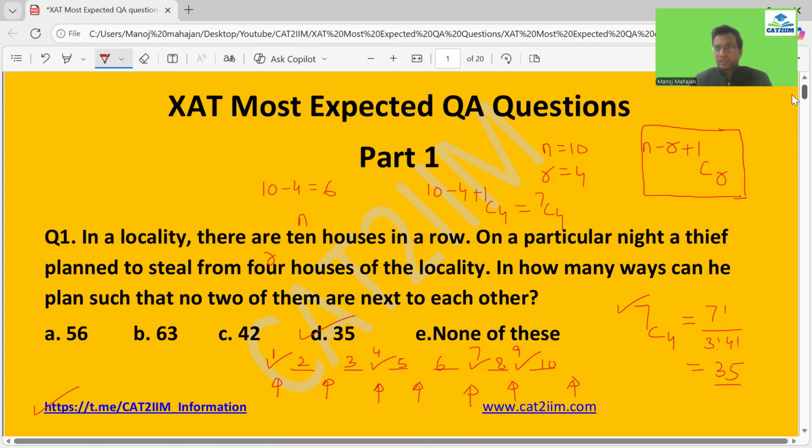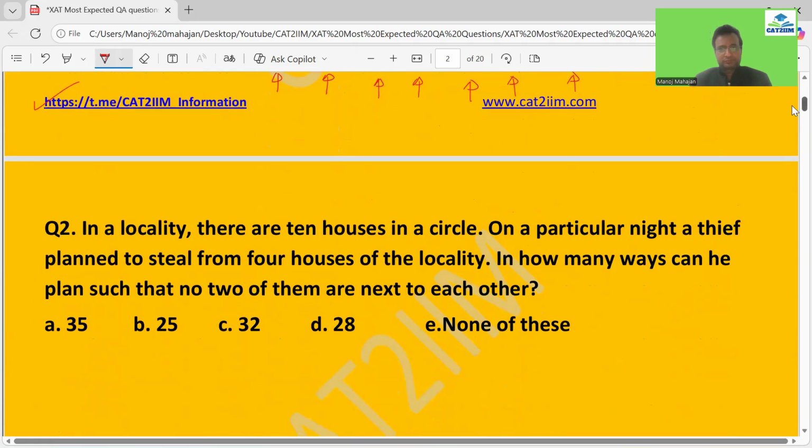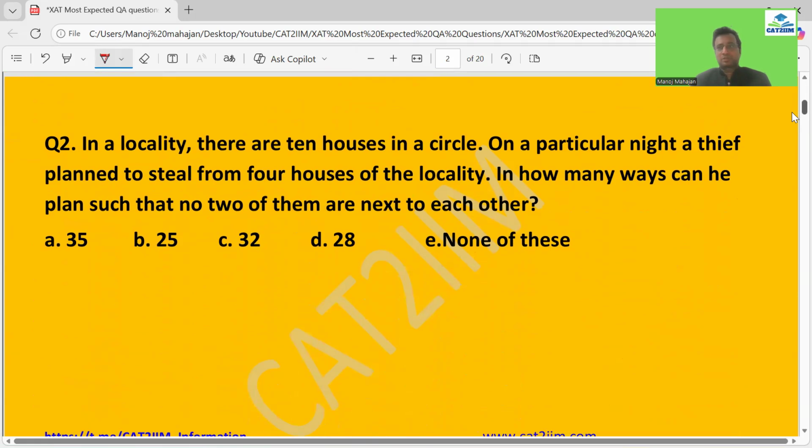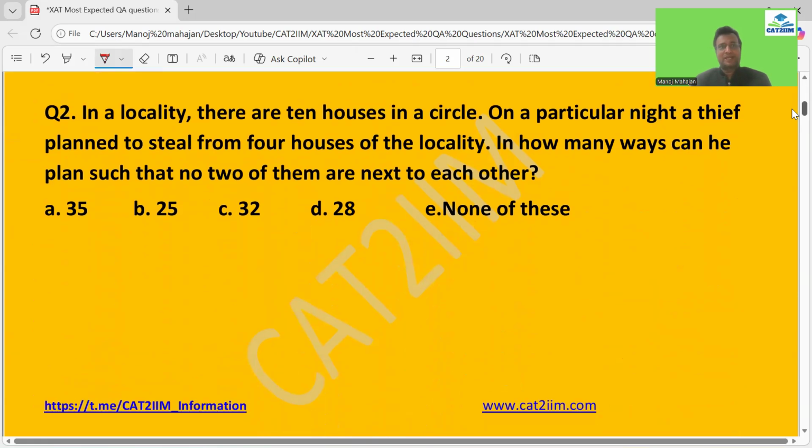So let's go to the next problem out here. I'll ask you to give a pause and spend time, and once you're done, then you can look forward to the solution. It's a slightly difficult one because now the 10 houses are in a circle. Initially it was in a straight line. On a particular night, again, the question data is same: four houses the thief has to steal, and how many ways can he plan such that no two of them are next to each other?